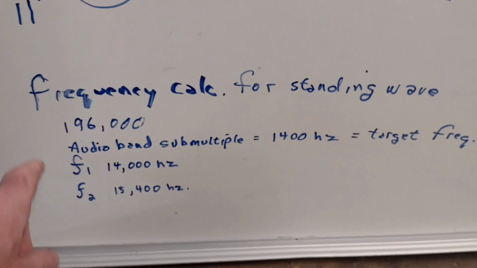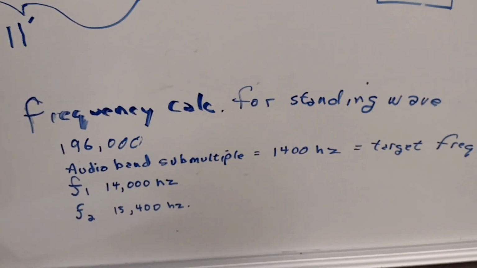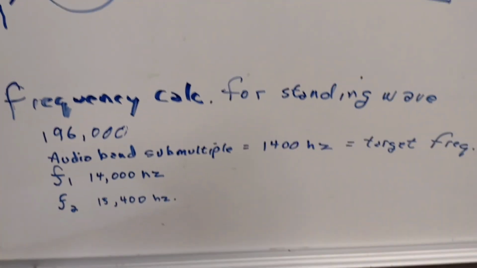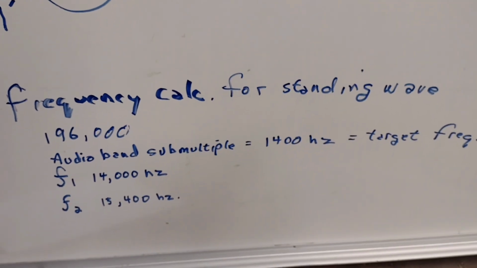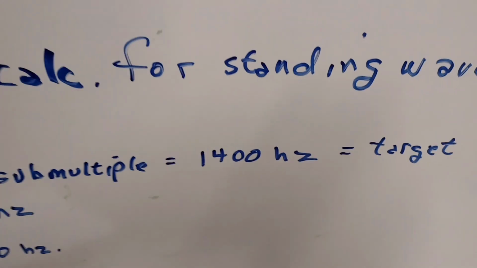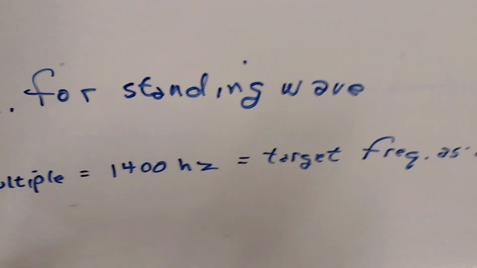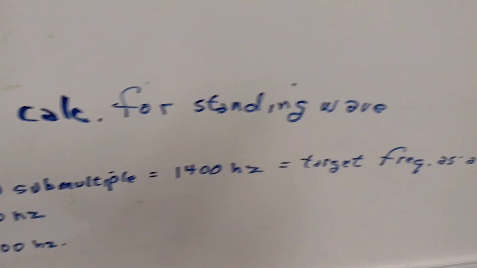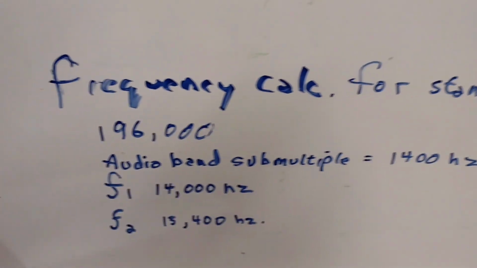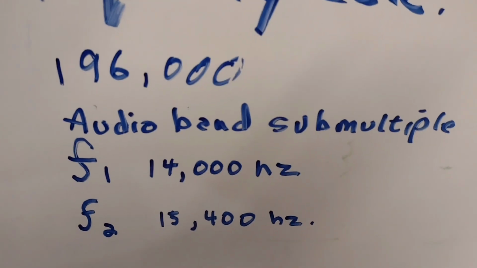Our target frequency is 196,000 hertz. Being an audio amplifier, we're not capable of generating that. So we're going to go downwards in frequency and create a sub-multiple of that, which is 1400 hertz. So our target is a 1400 hertz beat. And in order to accomplish that, to each electrode, we're going to supply higher frequency signals.